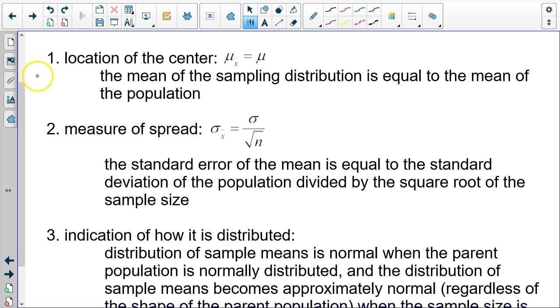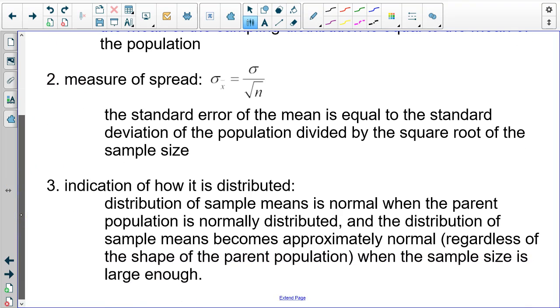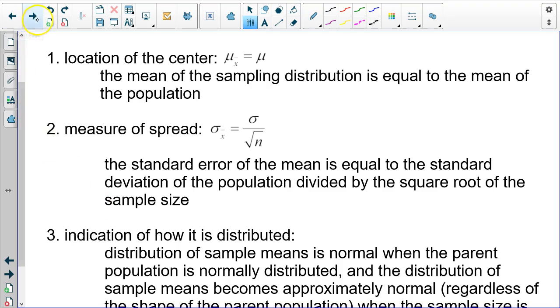This slide is super helpful, y'all, because it sums up the CLT with these three statements, okay? So you really need to know it. And it also tells us an indication of how it is distributed. The distribution of the sample means is normal when the parent population is normally distributed, and the distribution of the sample means becomes approximately normal regardless of the shape of the parent population when the sample size is large enough. So that's why we love the CLT, because even if the parent population is not normal, if we take large enough sample sizes, then our sampling distribution of means will be approximately normal.